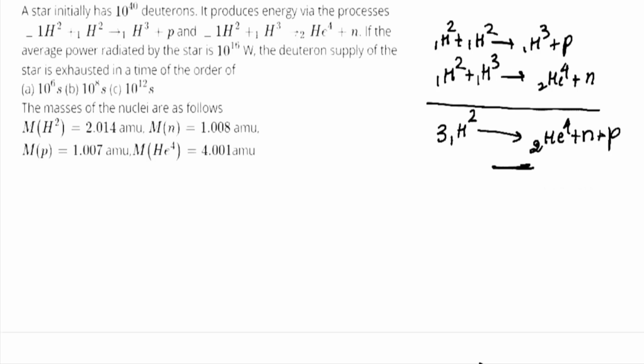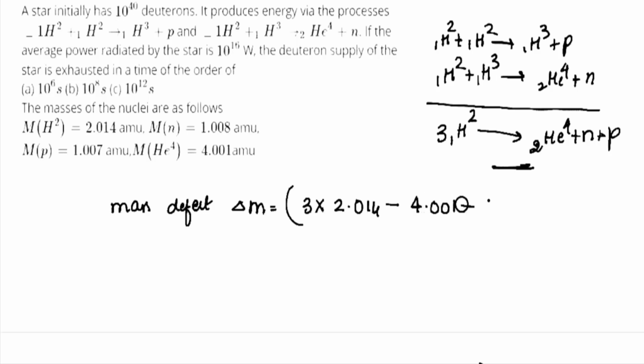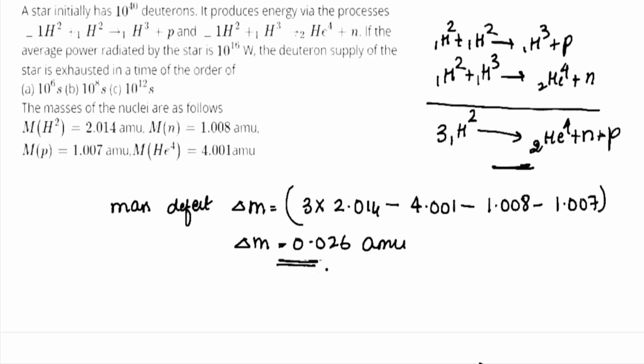Now we know that the mass defect delta M is equal to 3 times the mass of deuteron, 3 into 2.014, minus 1 times the mass of helium, that is 4.001, minus the mass of neutron, that is 1.008, minus the mass of proton, that is 1.007. So we have delta M equal to 0.026 AMU. If we know the delta M value, then we can calculate the energy.